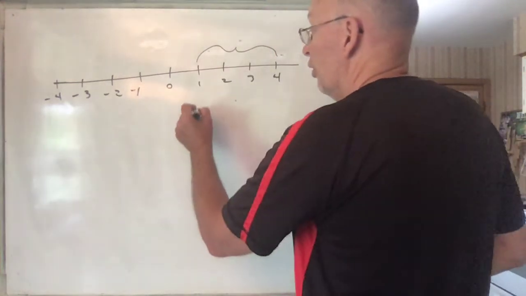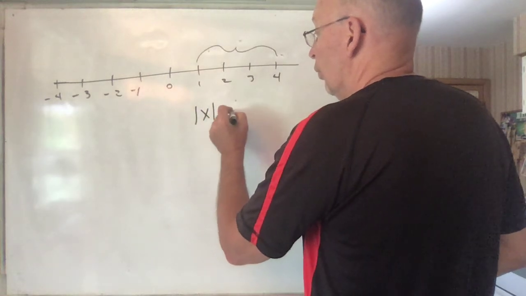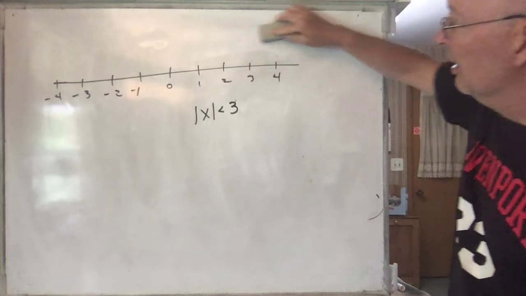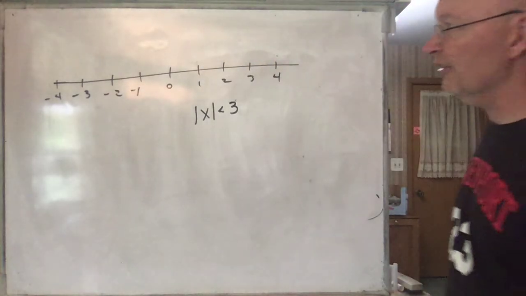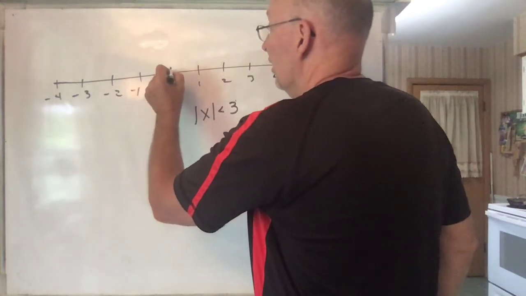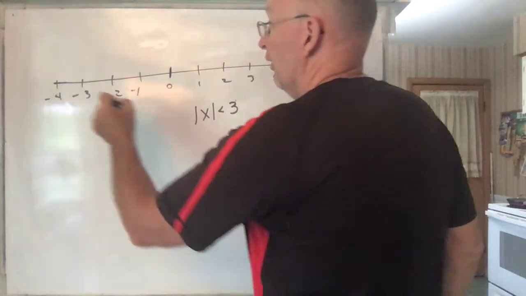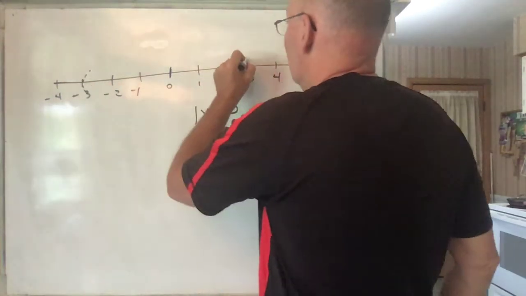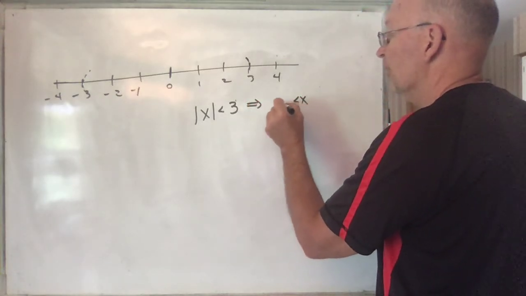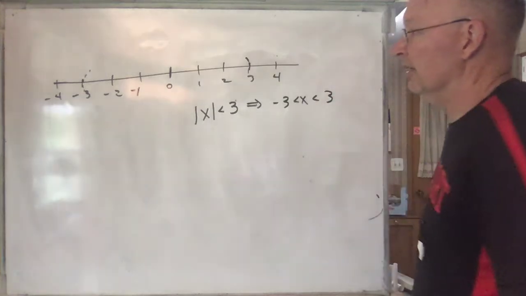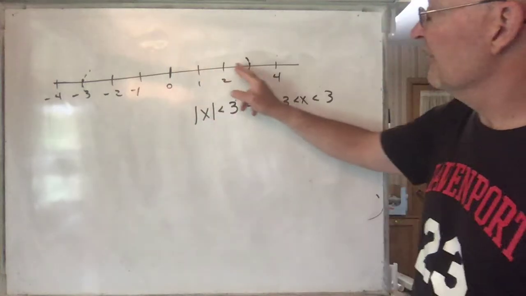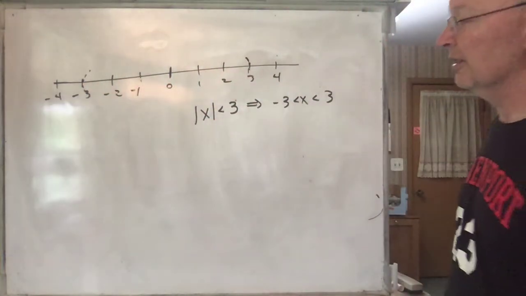You might say, what are all the values of x which are less than 3 units in size? So all the values of x which are less than 3 units in size, or less than 3 units from the origin. There's the origin right there. You'd say, well, that's everything from -3 to 3. So this is the same as saying that x lies somewhere between -3 and 3, because the size of x is less than 3. So all these numbers in here, the size of all those numbers is less than 3.